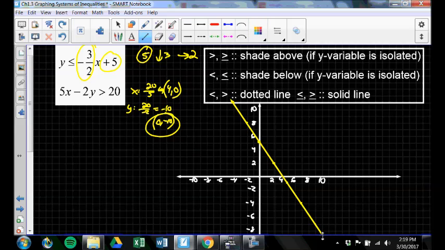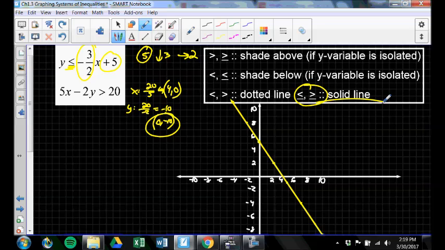Here's my first line. Now because it has this equals on it, it's a solid line. Had it been a not-equals, I would have done a dotted line. But when it's this, it's a solid line.